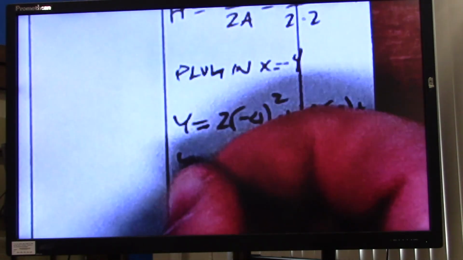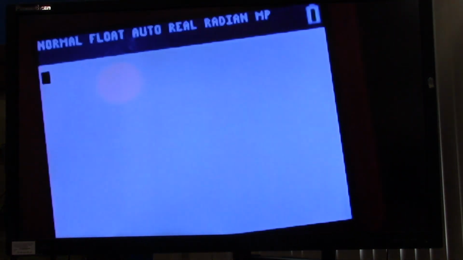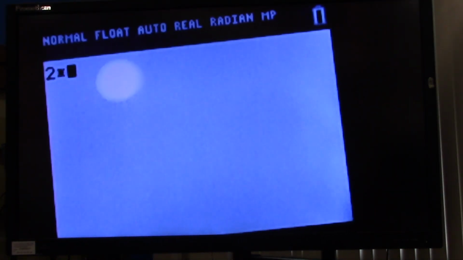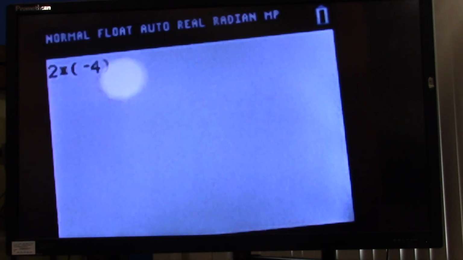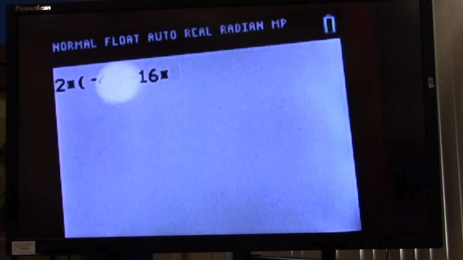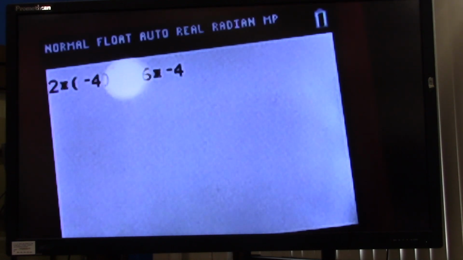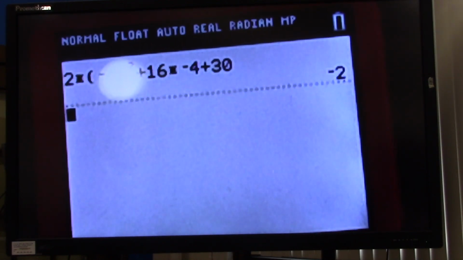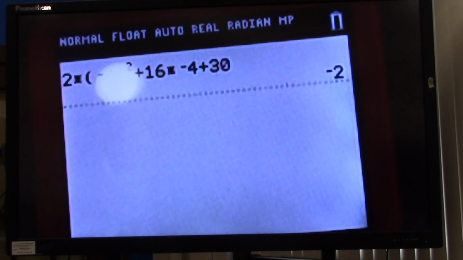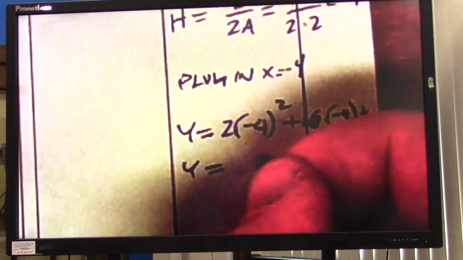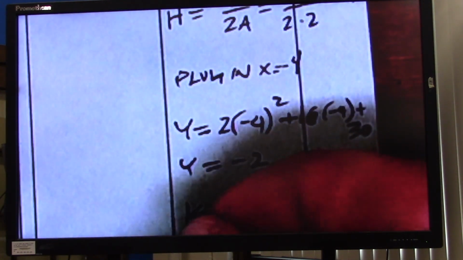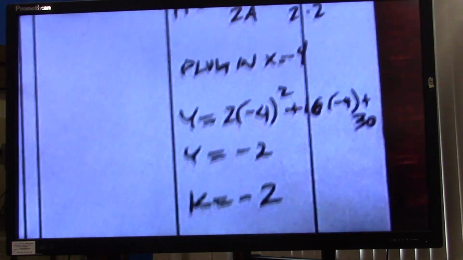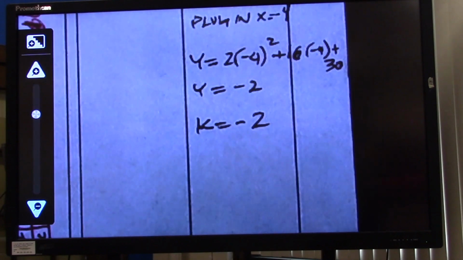Let's see if we can read that. Okay, if we go ahead and do that, 2 times negative 4 squared is 16, 16 times negative 4, plus 30, equals negative 2. Okay, that tells us the y of the vertex, which has a special letter, k. It's all very confusing. All right, now again, what does that get us? What does that do?